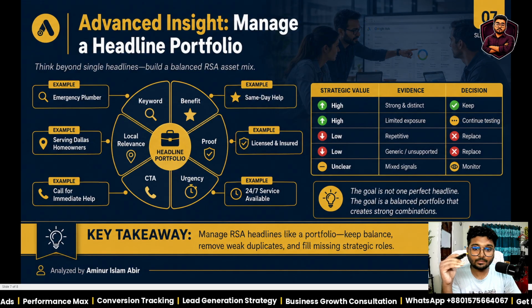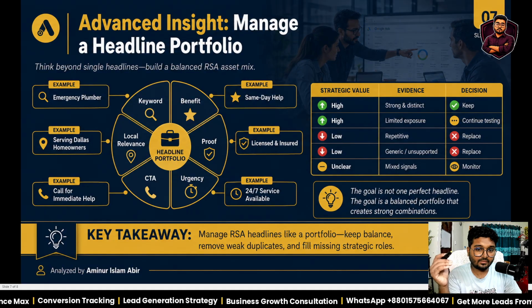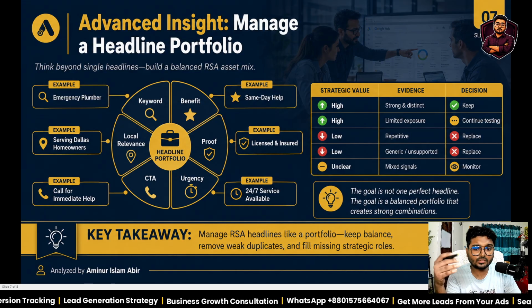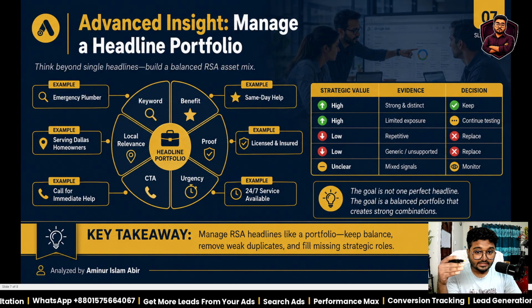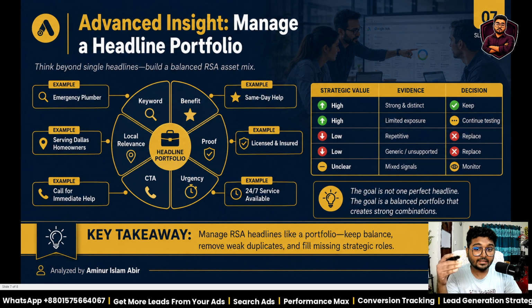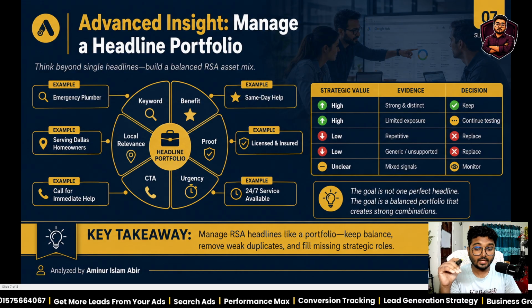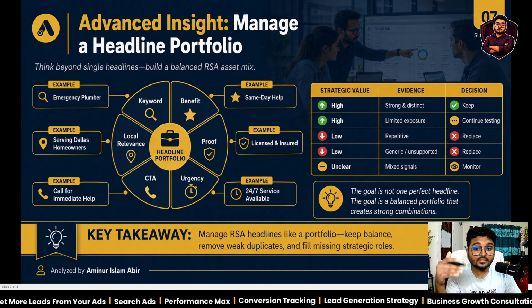Keyword headline: emergency plumber, Dallas emergency plumbing. This creates service relevance. Benefit headline: same day help, upfront pricing. This explains customer value. Proof headlines: licensed and insured, over 300 local reviews. Use this only when the claims are true. Urgency headline: 24/7 available, technicians available today.